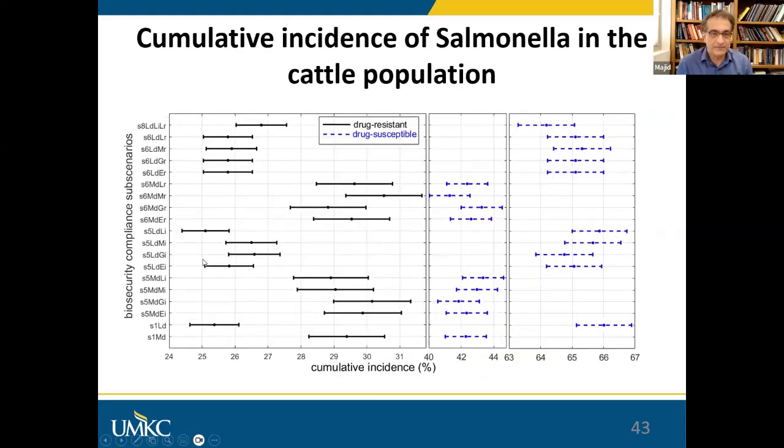So in the cattle population, we can also see that the worst case scenarios are there. It can get to 67% for outbreaks caused by drug susceptible pathogen. And this is cumulative incidence rates, which is clearly showing that compliance with biosecurity measures can impact the animal population and also the rural community.